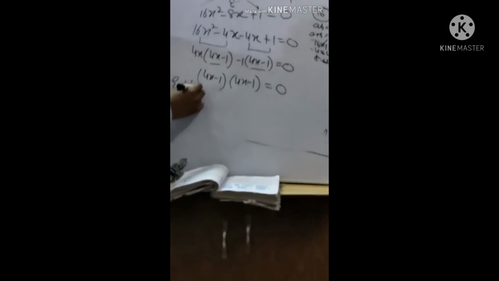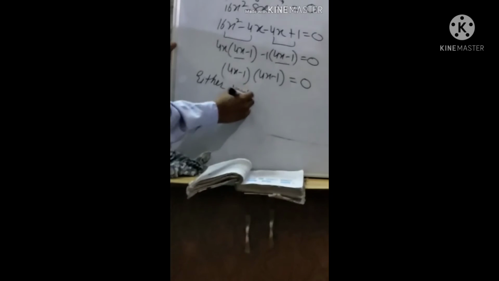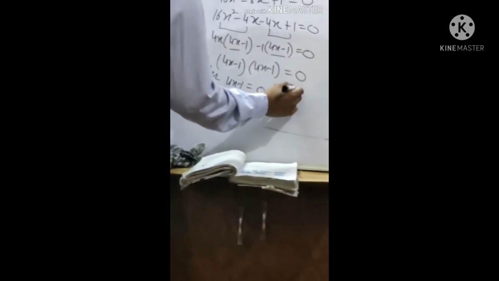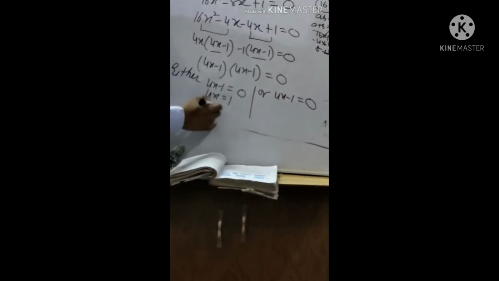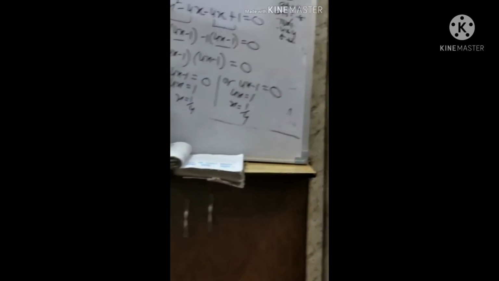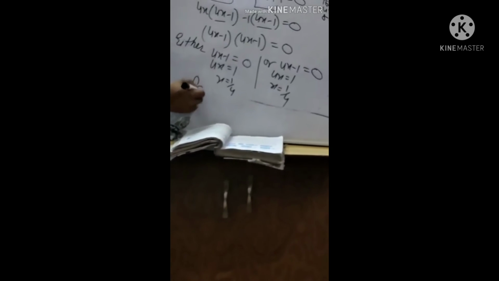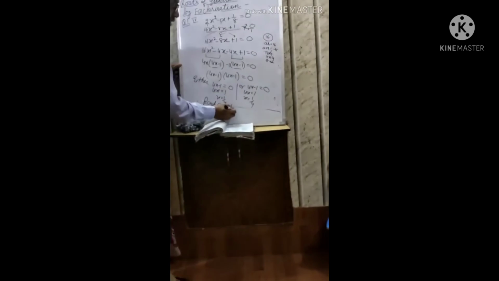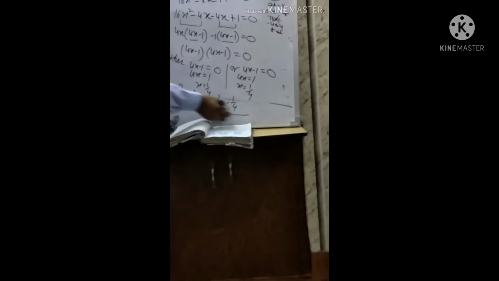Clear this? So now the product of these two terms is 0. So either 4x minus 1 equal to 0 or 4x minus 1 equal to 0. So 4x equal to 1, x equal to 1 by 4. These two are the same, but these are the roots. So therefore the roots are 1 by 4, 1 by 4.